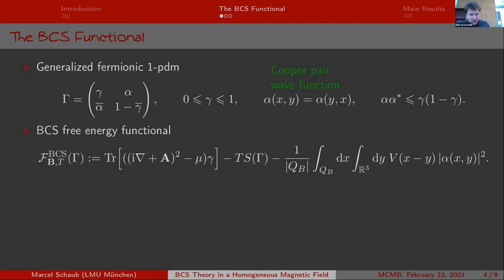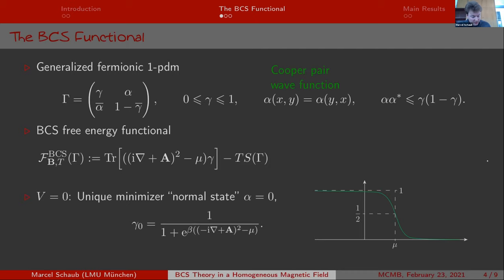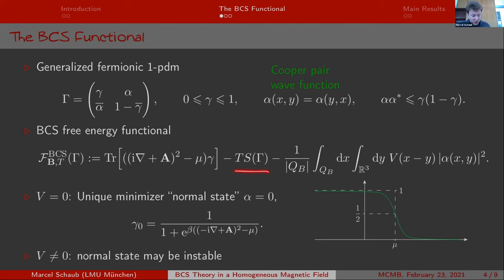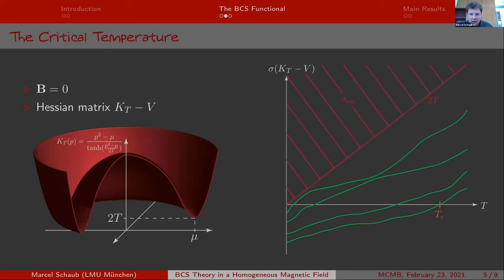Now, if I neglect the interaction for a moment, then you can show with fairly moderate effort that it is energetically favorable for this functional to be in a diagonal state, meaning that alpha is equal to zero, and gamma is equal to the usual Fermi-Dirac distribution of the magnetic Laplacian. If I turn on the interaction, then there's a non-trivial competition going on between this and the interaction part. So it might indeed be that this normal state becomes unstable for certain temperatures, which leads me to the definition of the critical temperature.